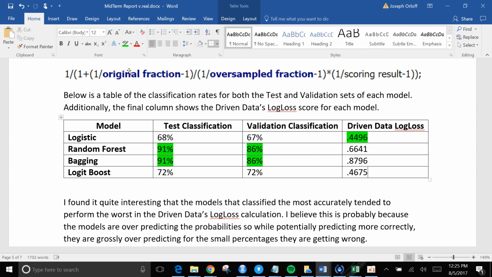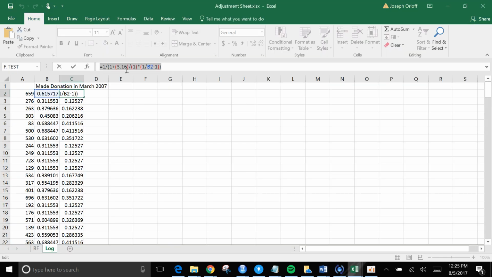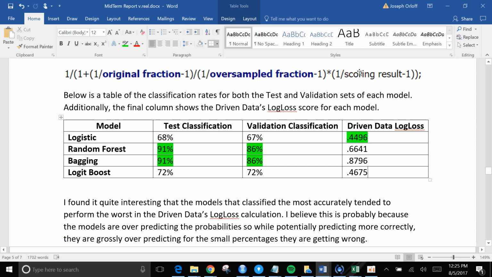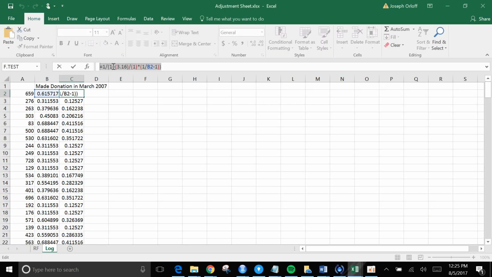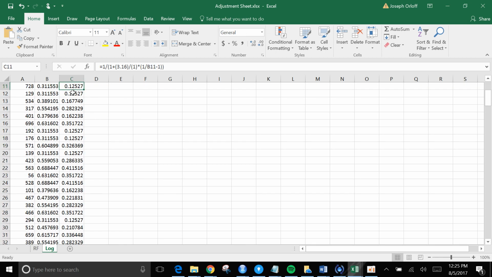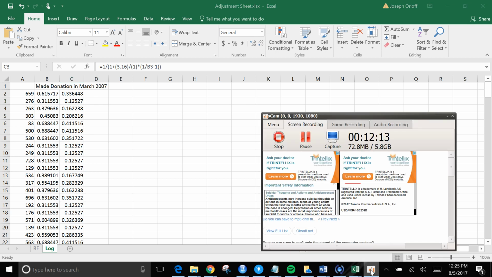I was able to simplify and keep the original fraction and the oversampled fraction as static numbers, since they're always going to be the same. The only one that changes every time is the scoring result. So I put that in here, and then was able to get the adjusted probabilities, and these adjusted probabilities are what we would load into the Driven Data scoring function. So that's my whole presentation, and thank you very much.